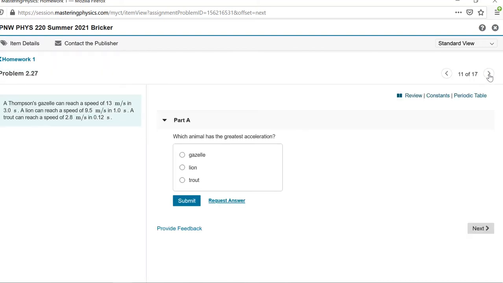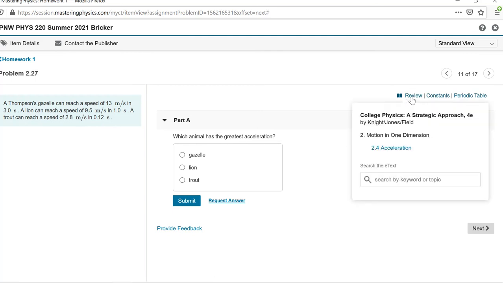Next problem. Thomson's gazelle could reach a speed of 13 meters per second in 3 seconds. A lion could reach a speed of 9.5 in 1. A trout can reach a speed of 2.8 in 0.12 seconds. Which has the greater acceleration? So just calculate the acceleration for each of these and see which one is greatest.